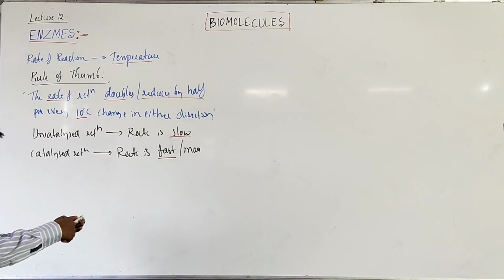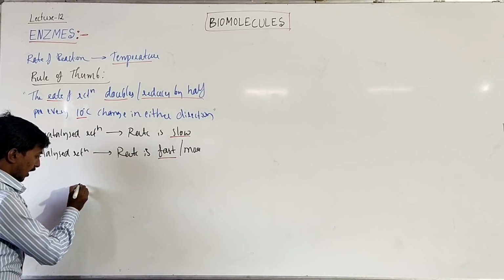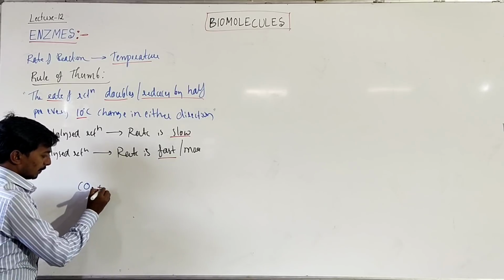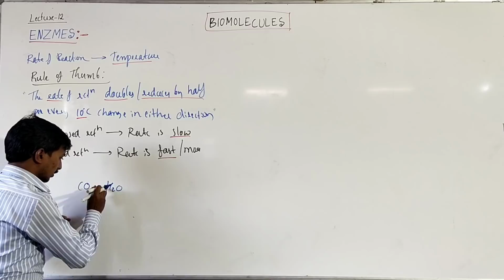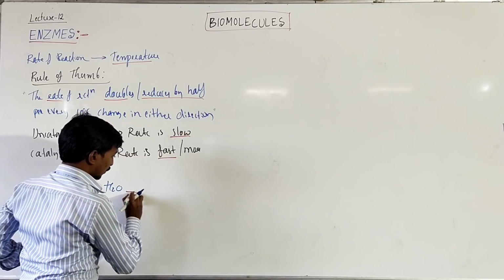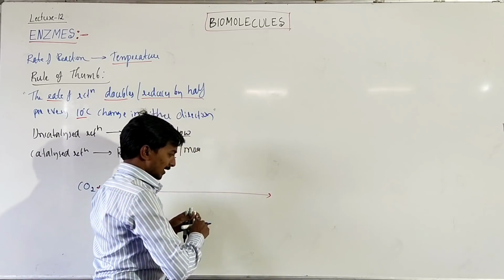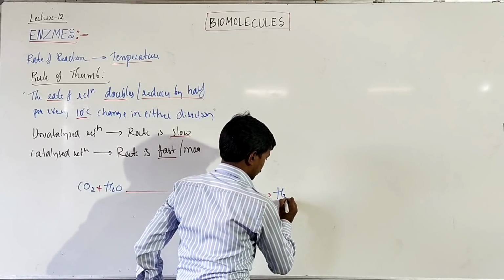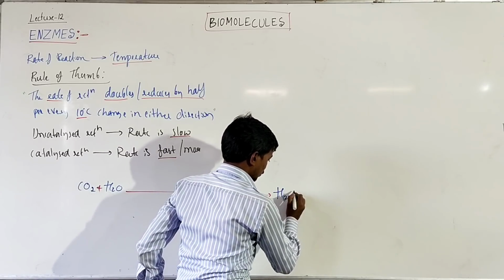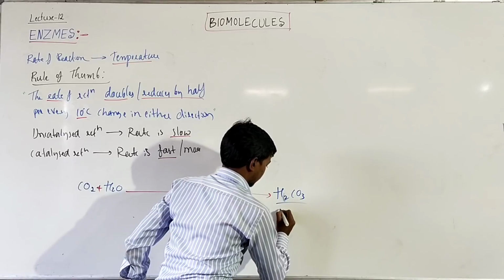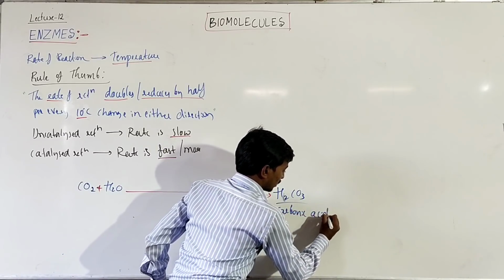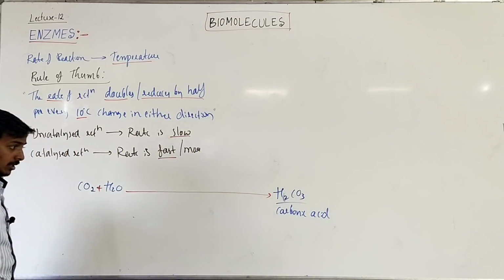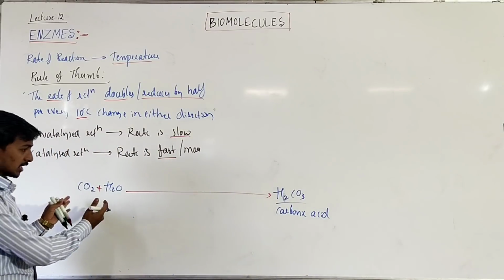Let's take an example. For example, we have a CO2 plus water molecule. Both will combine together to form a compound called carbonic acid, H2CO3. It is carbonic acid. Right. Without the enzyme also the reaction will continue.